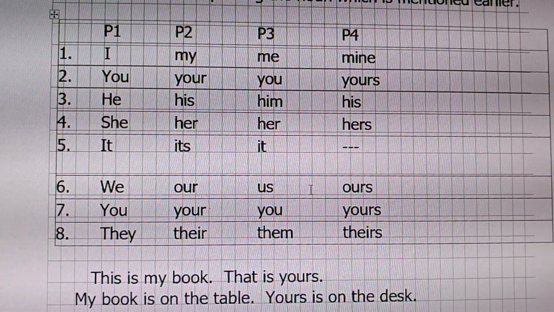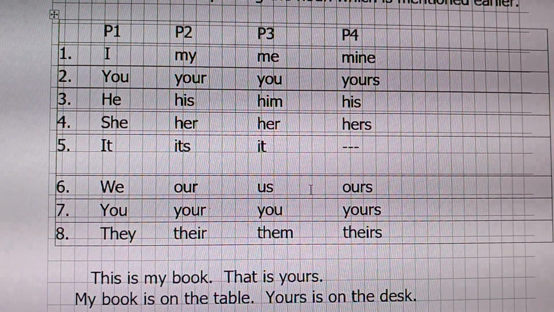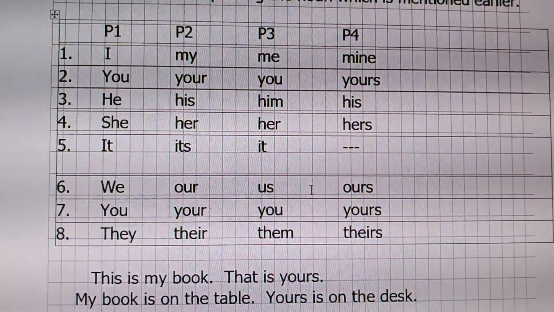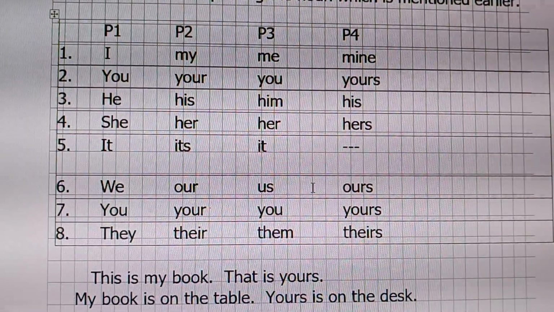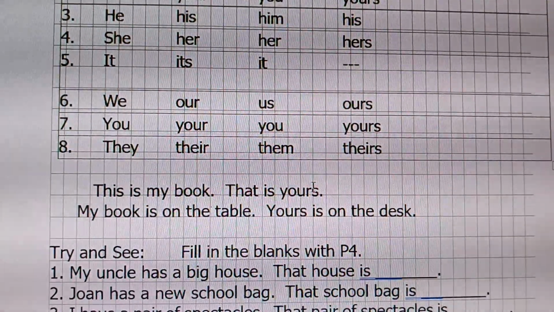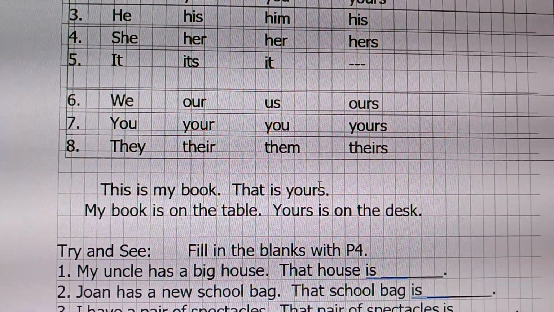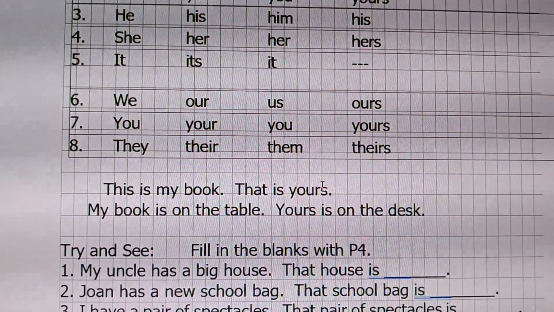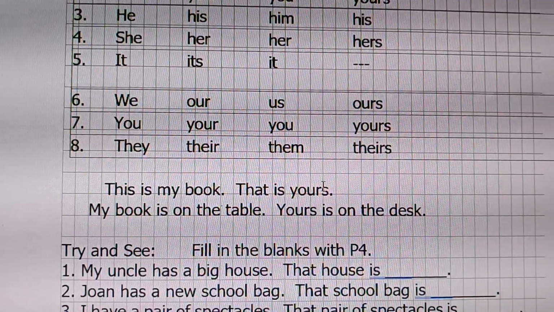Singular and plural, they have the same form. They, their, them, theirs. So this is my book. That is yours. That means your book. My book is on the desk. Yours. My book is on the table. Yours is on the desk.